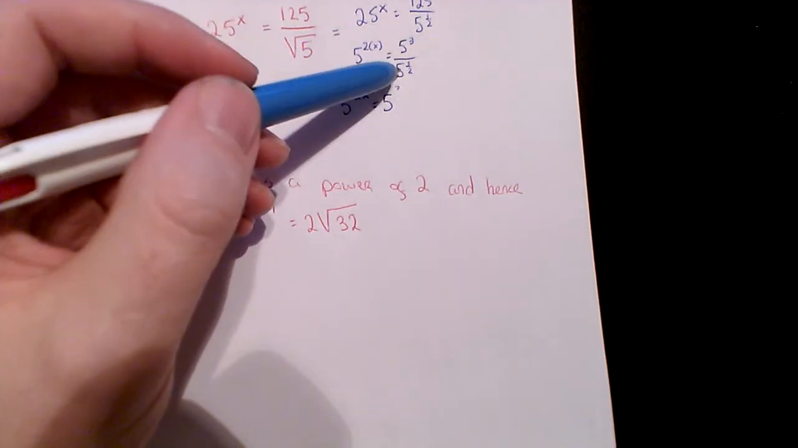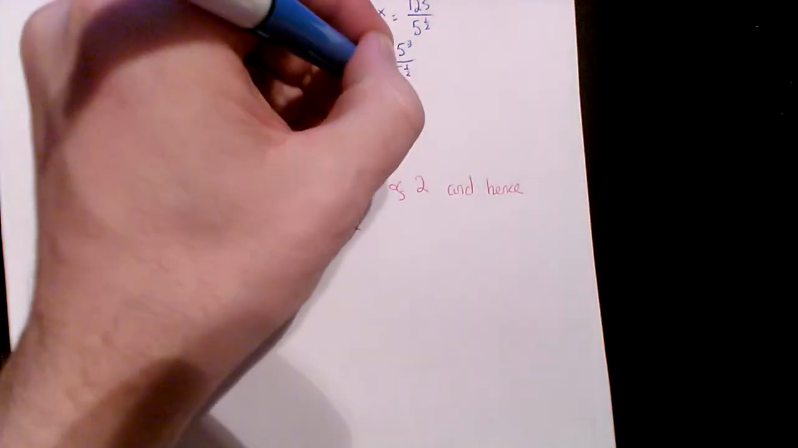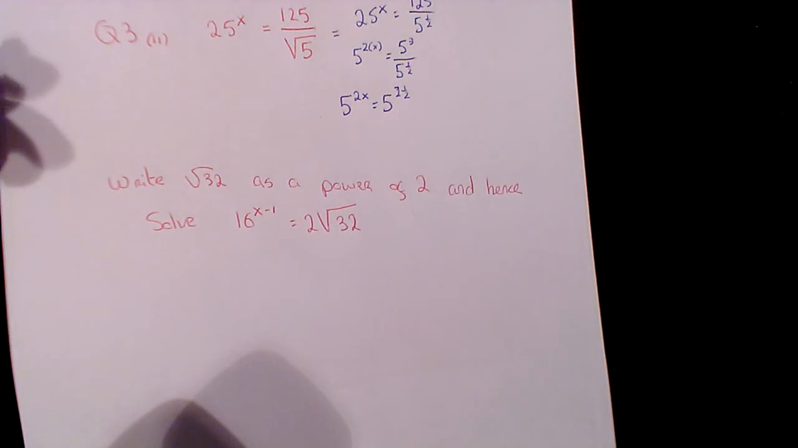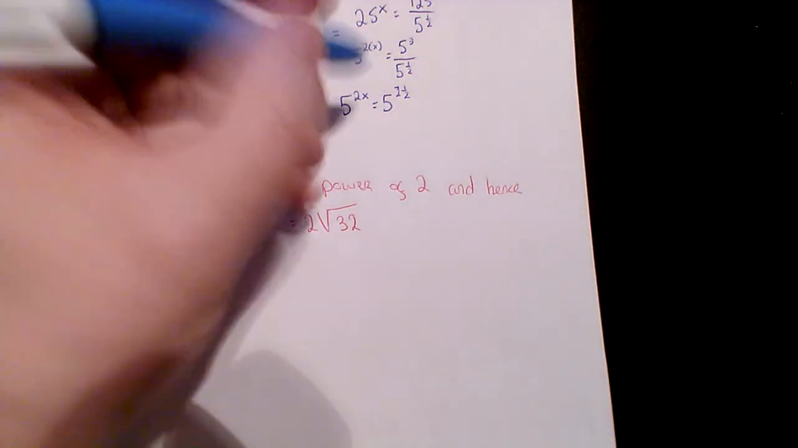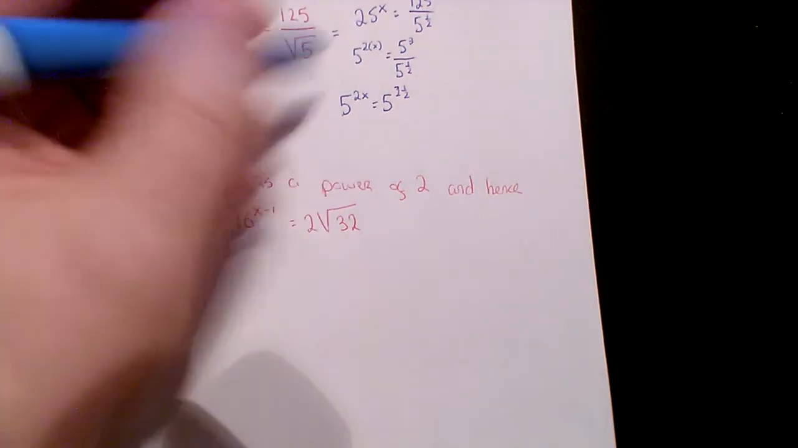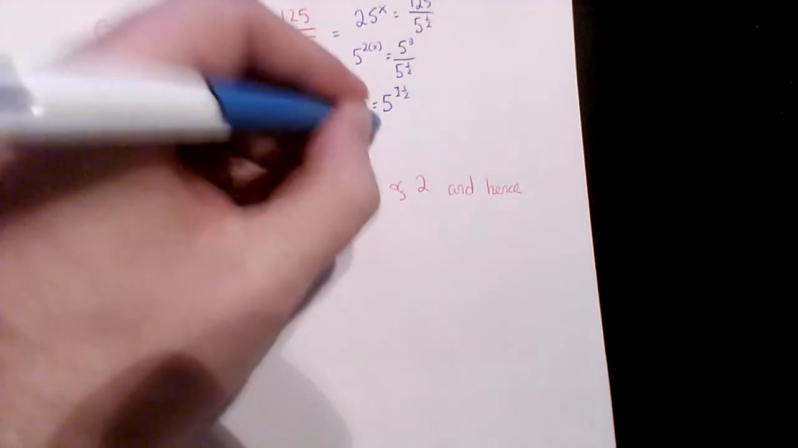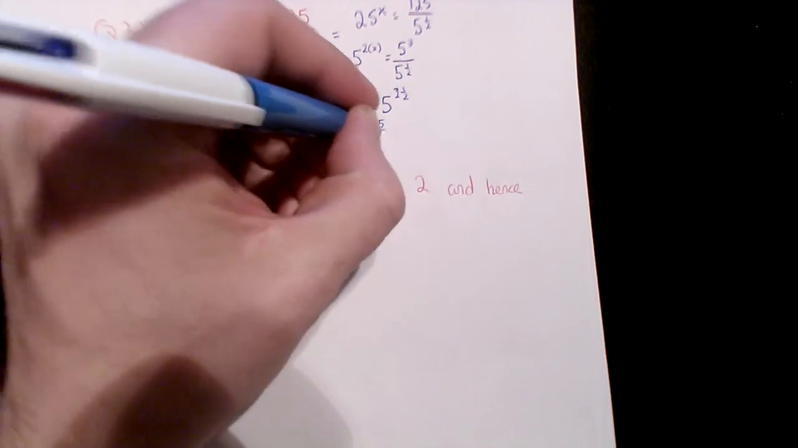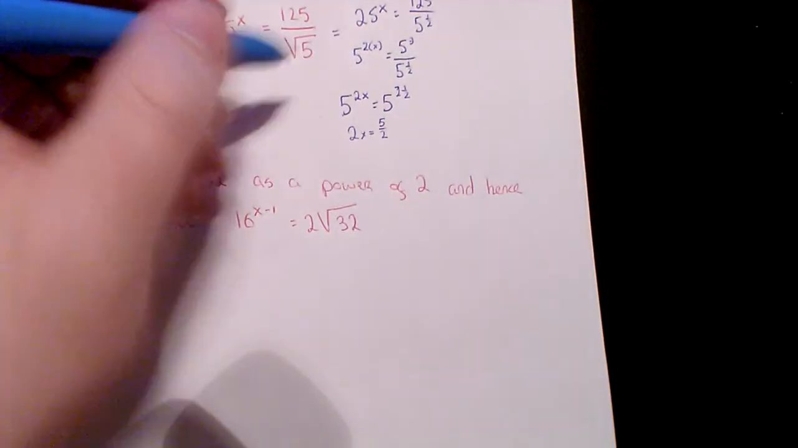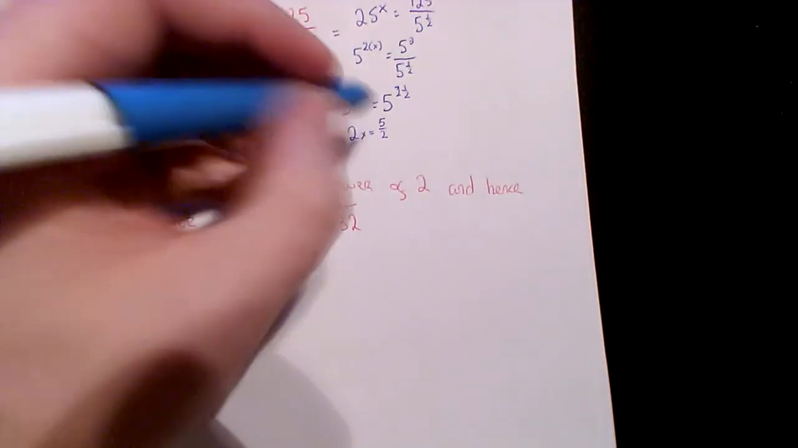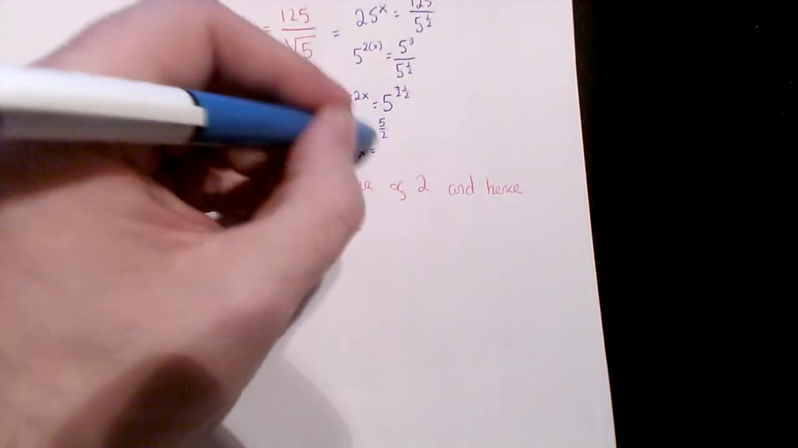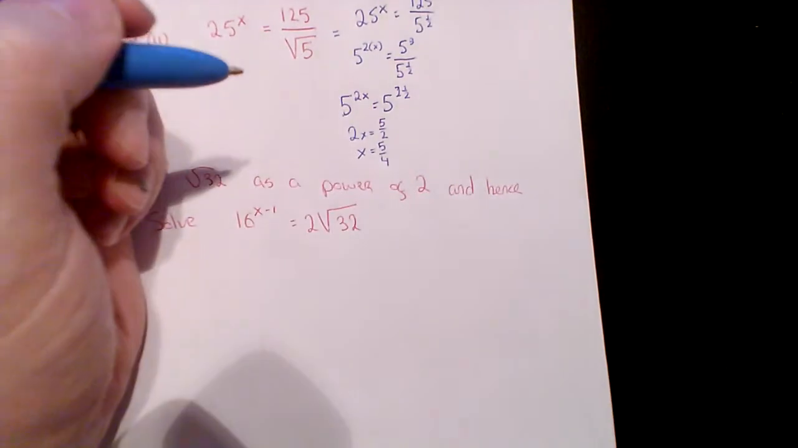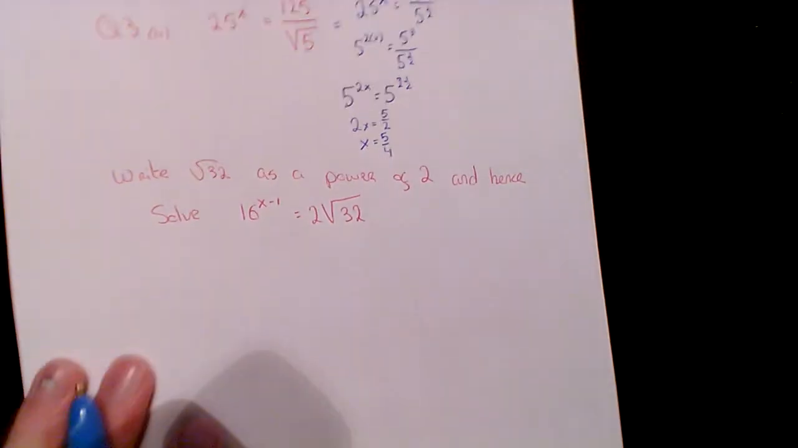When we're dividing indices, we subtract the powers, so we get 5 to the power of 2.5, or 5 to the power of 5 over 2, whichever you want. Now I have my bases the same, I can forget about them. 2x equals 2.5. Just to make it a little nicer, I will say 5 over 2 to deal with fractions. A bit of algebra will give us x equals 5 over 2 divided by 2, which is 5 over 4. So that's that done.